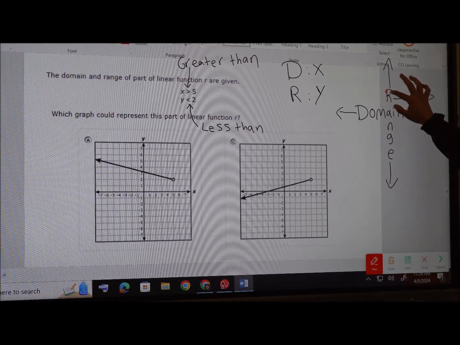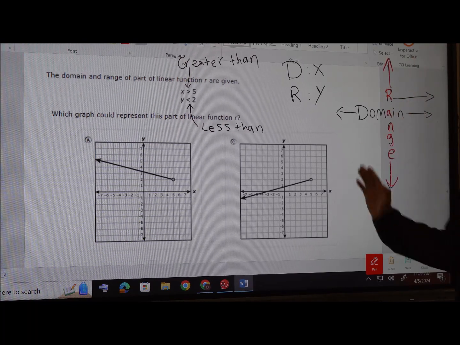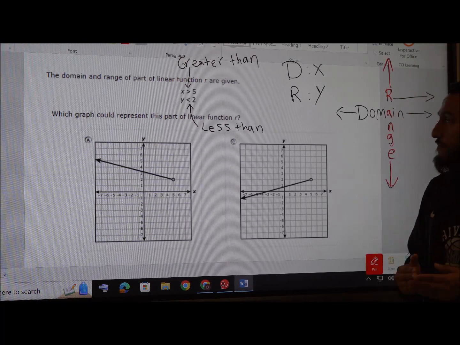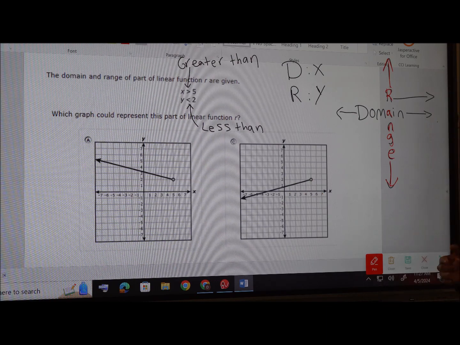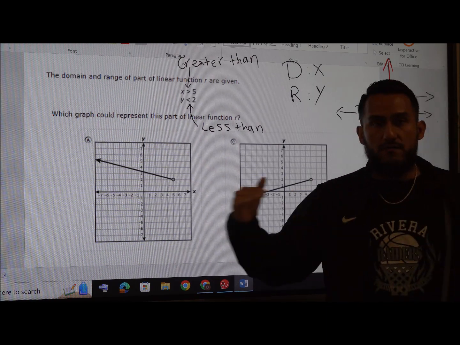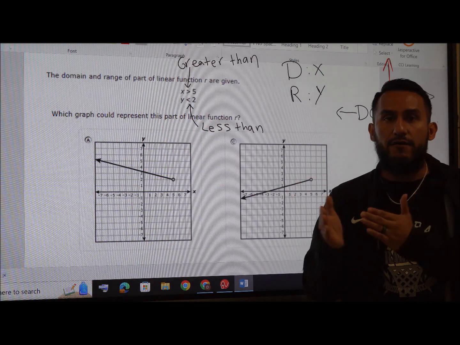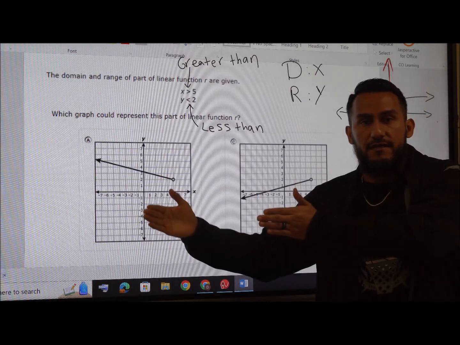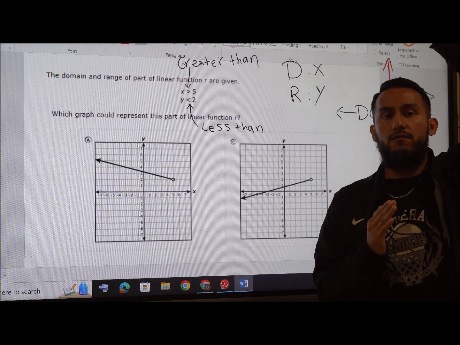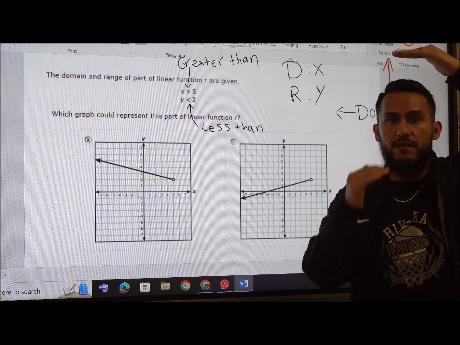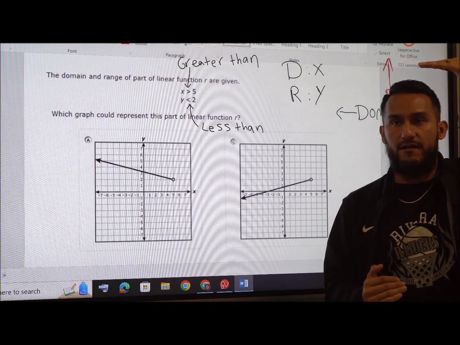I should probably do this in red. So the range goes up and down, right? This is the y values. And they're telling you that the y has to be less than 2. So just like the horizontal x-axis, greater is to the right, less is to the left. On the y-axis, the higher that you go, the greater the values. The lower that you go, the lesser the values.